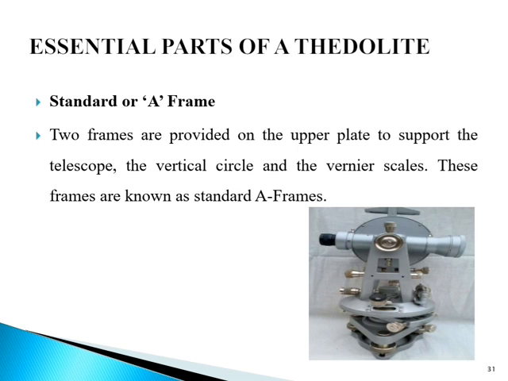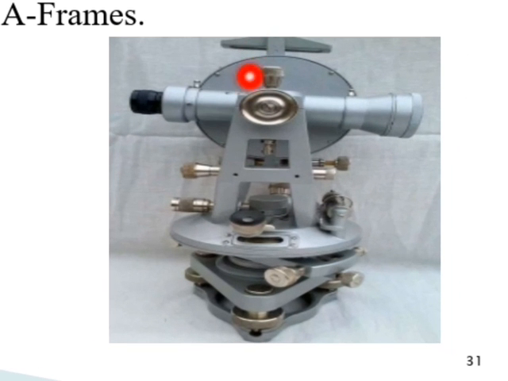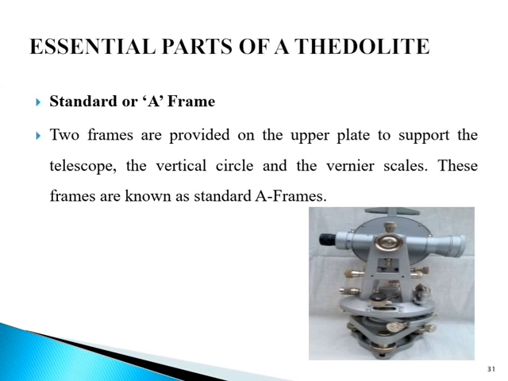Next is standard or A-frame. 2 frames are provided on the upper plate to support the telescope, the vertical circle and the vernier scale. These frames are known as standard A frames. So you can see it in the image here. It gives the shape of letter A, so it is known as A frame.